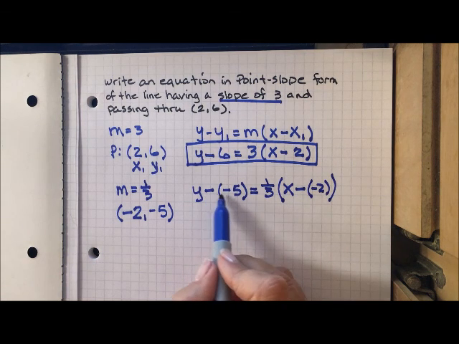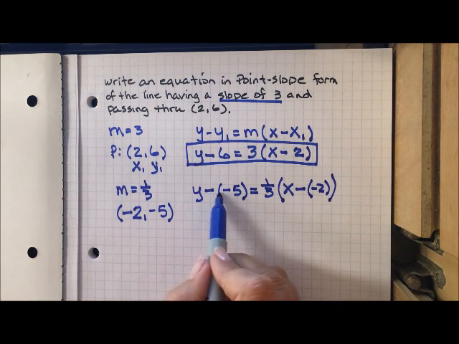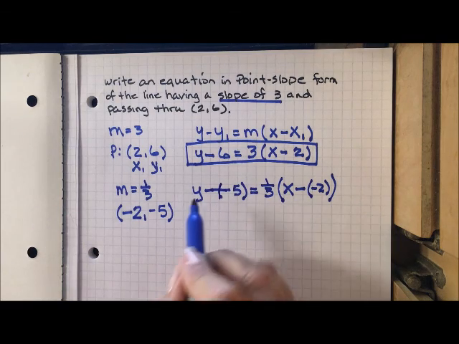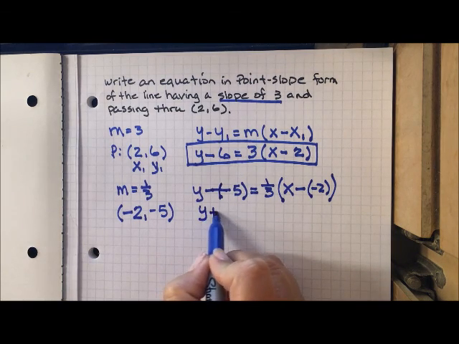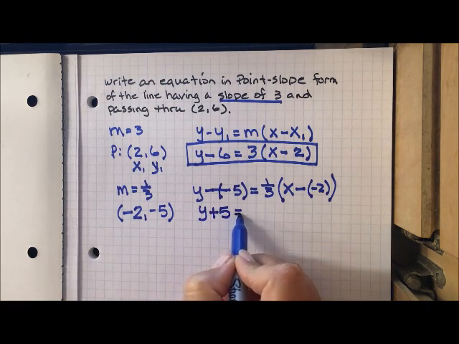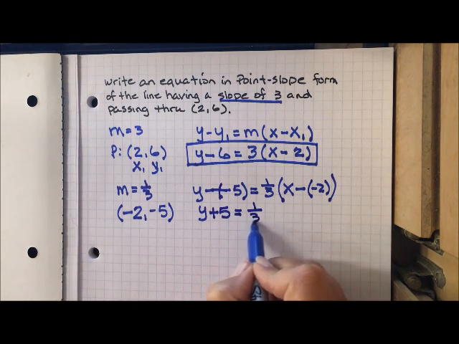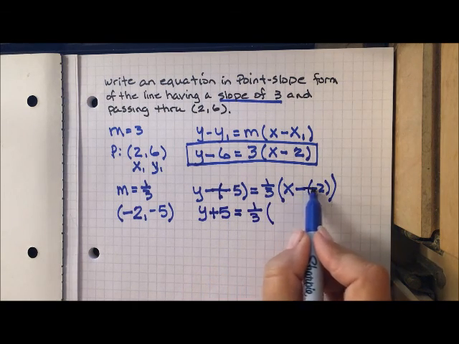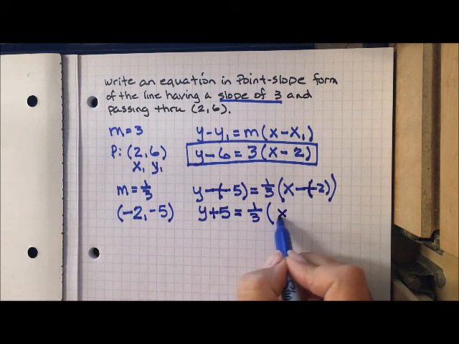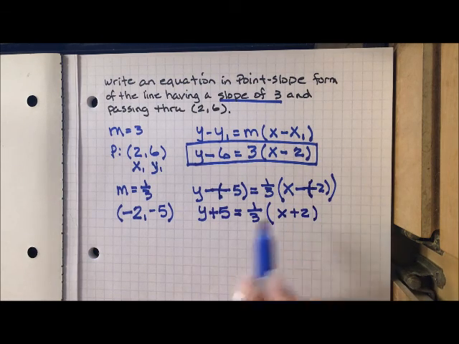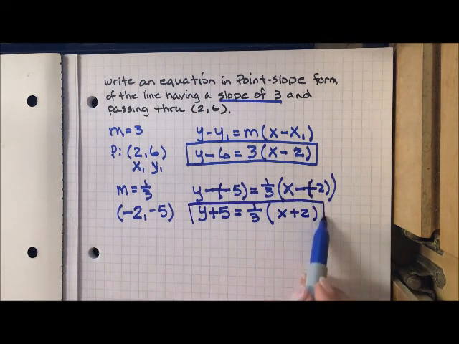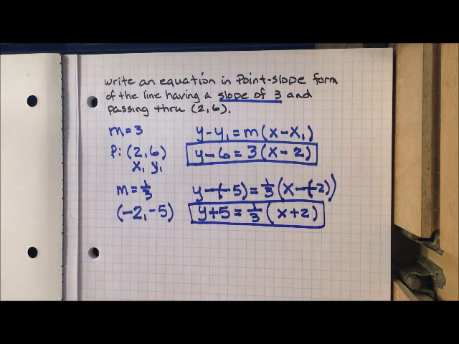Now, when I have a negative and a negative, those two together will become a plus. So I get y plus 5 equals 1/3. And here again, two negatives together will make a plus, x plus 2. And here's my equation. So basically, when you're looking at a negative value for the x-coordinate or the y-coordinate, you're actually going to end up with a plus in your equation.